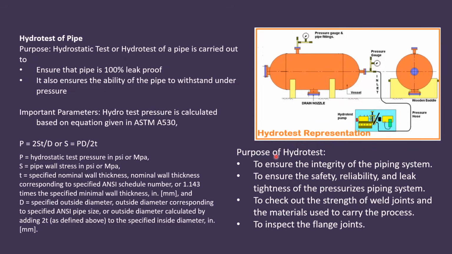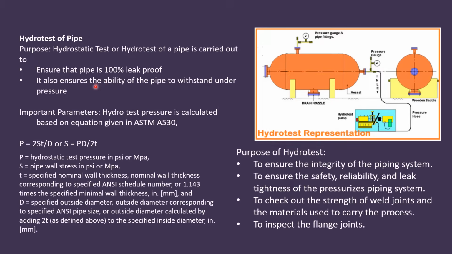To check the strength of weld joints, again there will be many joints, so that will also be ensured, that this pressurized piping system can take that much pressure and there is no leakage. Again we can check the flange joints, that there is no leakage. So this is how the hydro test is really helping us to identify many things.